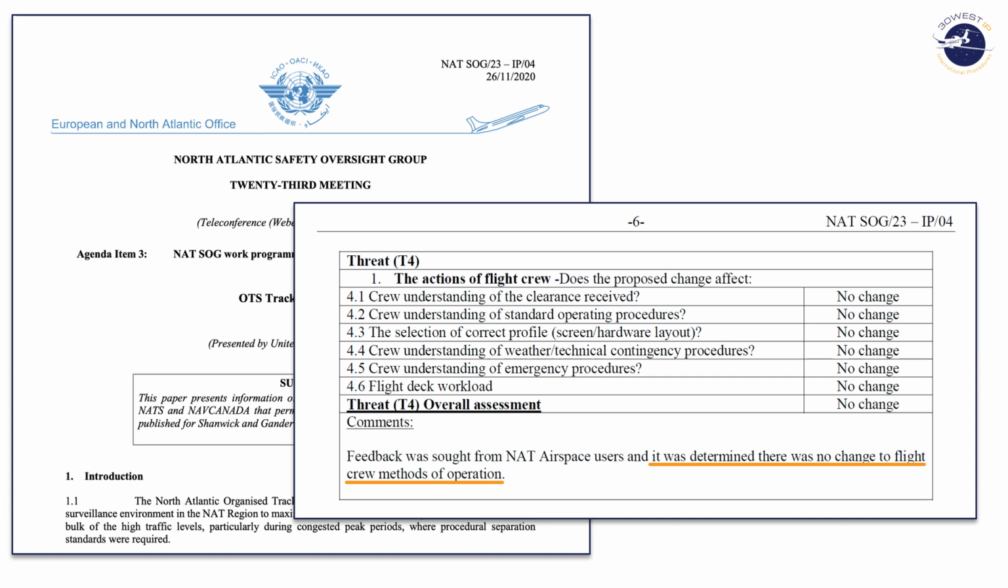The NAT Safety Oversight Group did seek feedback from airspace users, and they determined there is no need to change the flight crew methods of operation. This includes item 4.4 listed above, weather and technical contingency procedures. This has been a bit of a hot topic for folks in this discussion of OTS nil.